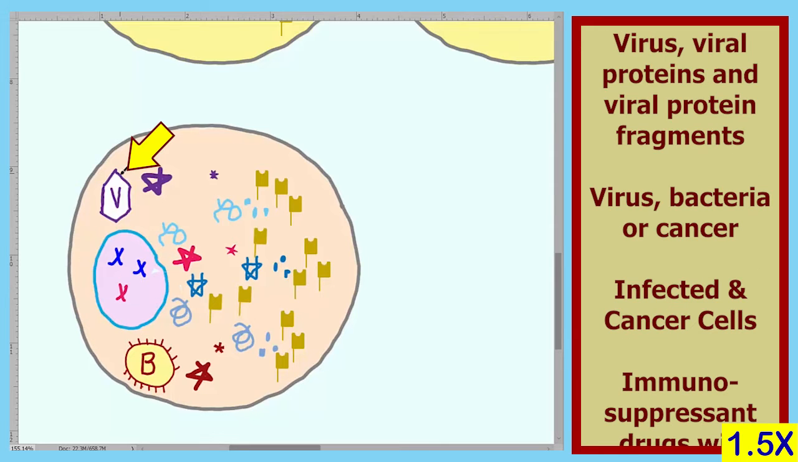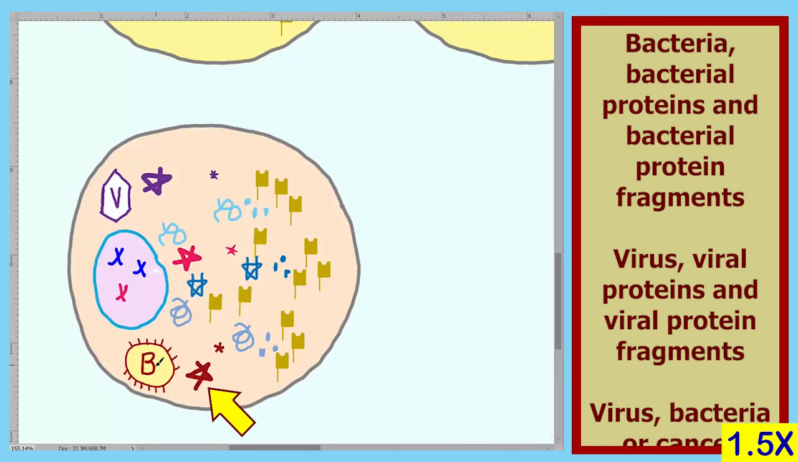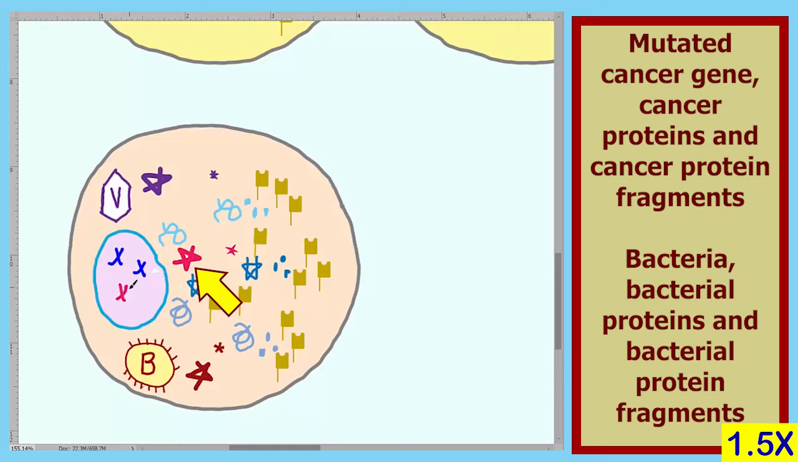Here we have a virus which has produced viral proteins, which have been chopped up to produce viral protein fragments. Here we have a bacteria which has produced bacterial proteins, which have been chopped up to produce bacterial protein fragments. And here we have a mutated cancer gene, which has produced cancer proteins, which have been chopped up to produce cancer protein fragments. Let's redraw this cell with the protein fragments already added to the presentation molecules.